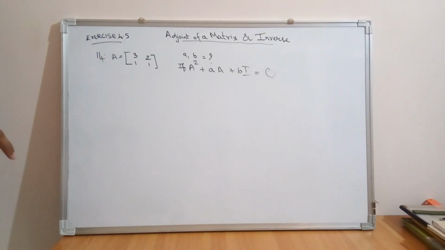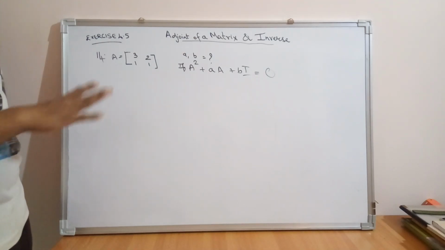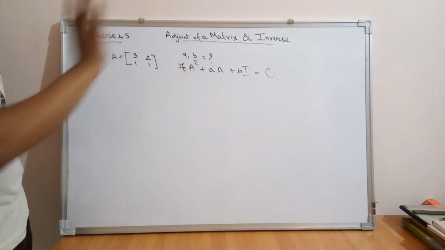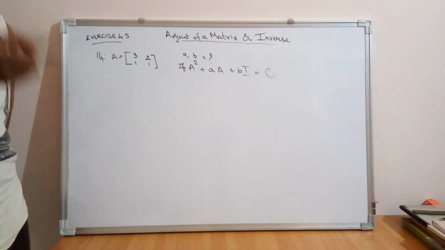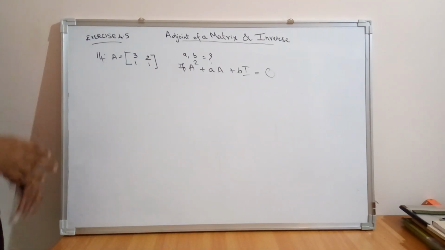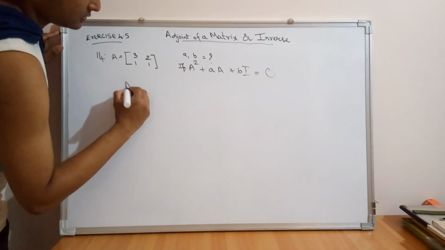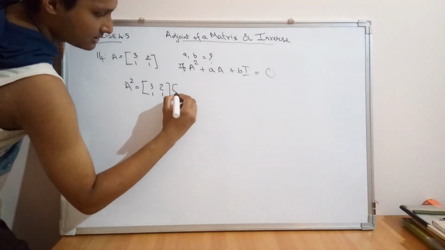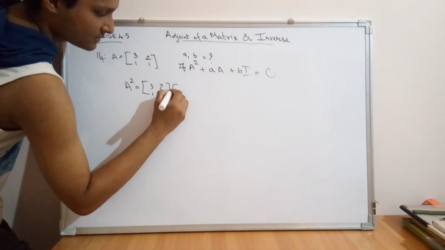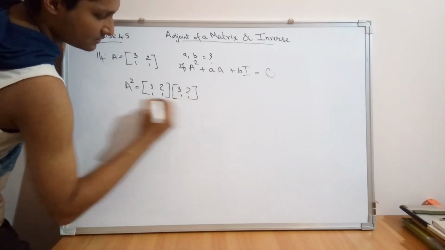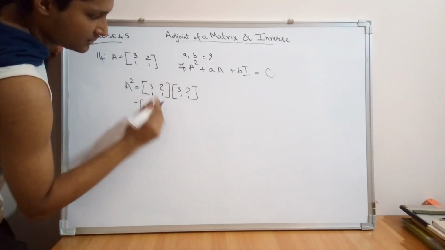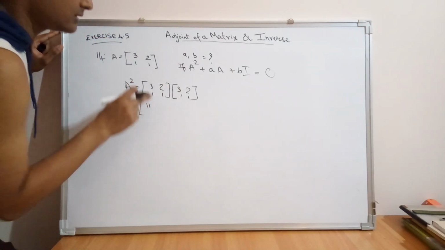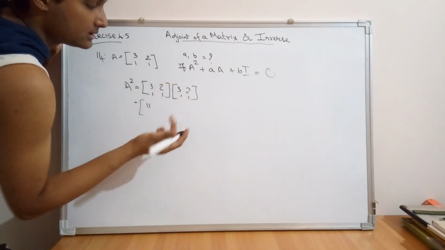Okay, now we have the 14th question. From seeing the question, I can infer that this does not involve anything about adjoint, nor about inverse. This is a question simply based on matrices. Okay, maybe I can just do it faster. What is A square? It is 3 1 2 1 into 3 1 2 1. Okay, we'll just multiply and see. It is going to be 9 plus 2, that is 11. Okay, then we have 6 plus 2.